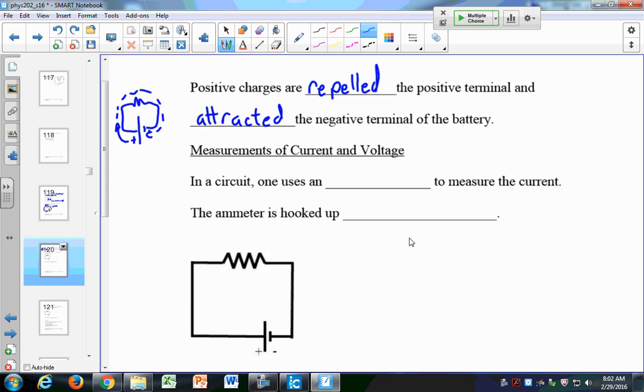I know that y'all did ammeters and voltmeters in lab, or I think that some of you missed that lab when we had the bad weather. But you will have a little bit of that in this class. You just need to know the basics of what a voltmeter and an ammeter are and how to hook them up. Even if you missed the lab, you should still have gotten that. So anyway, in a circuit, one uses an ammeter to measure the current.